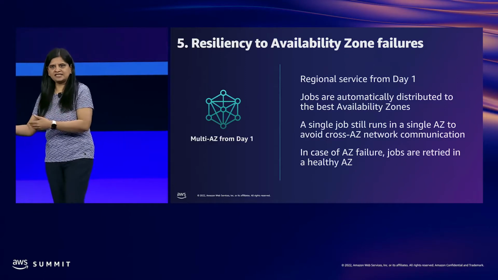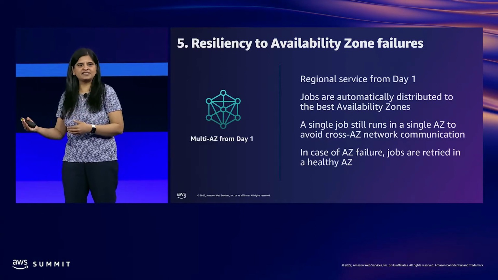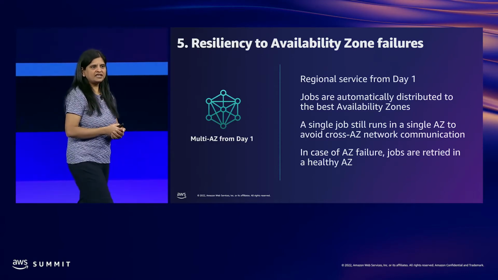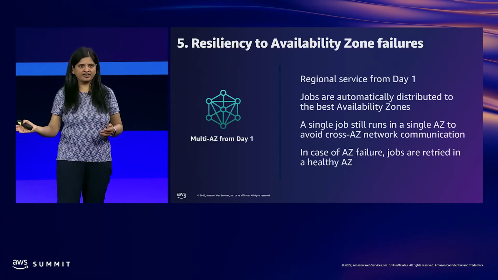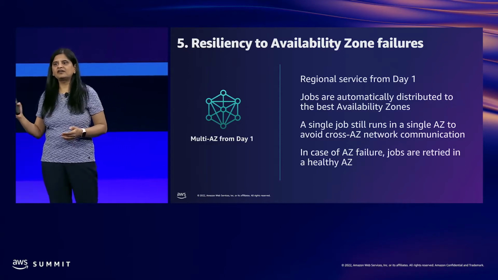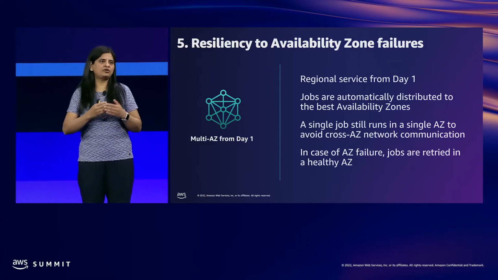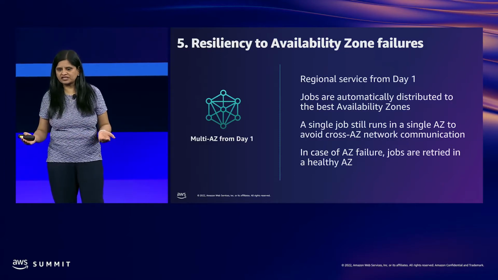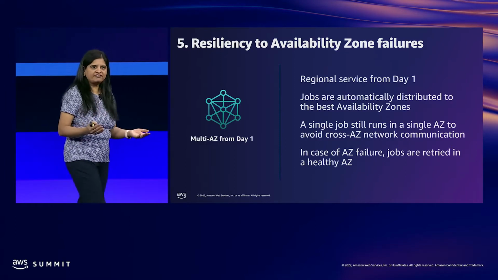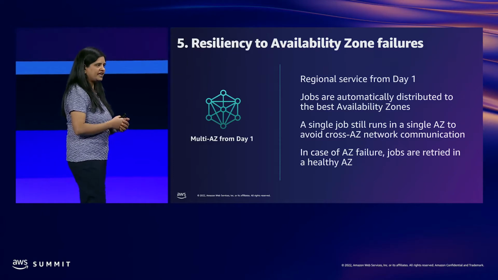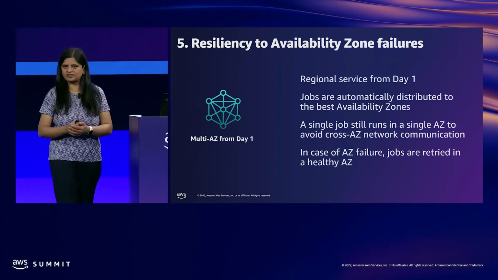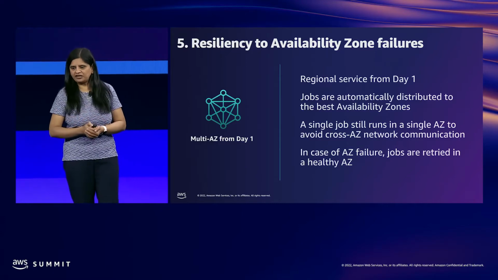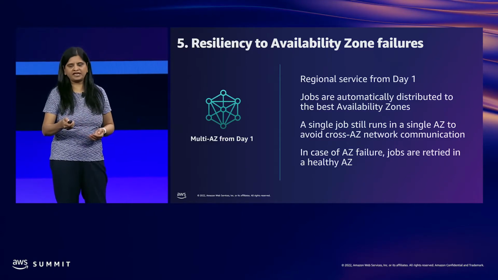If that AZ becomes impaired for any reason, the job that you have submitted to the AZ is automatically rerun in a different but healthy AZ without you having to do anything. So resiliency comes out of the box, and AZ failures are taken care of, so your jobs run without your intervention in case of such failures very quickly in a different AZ.